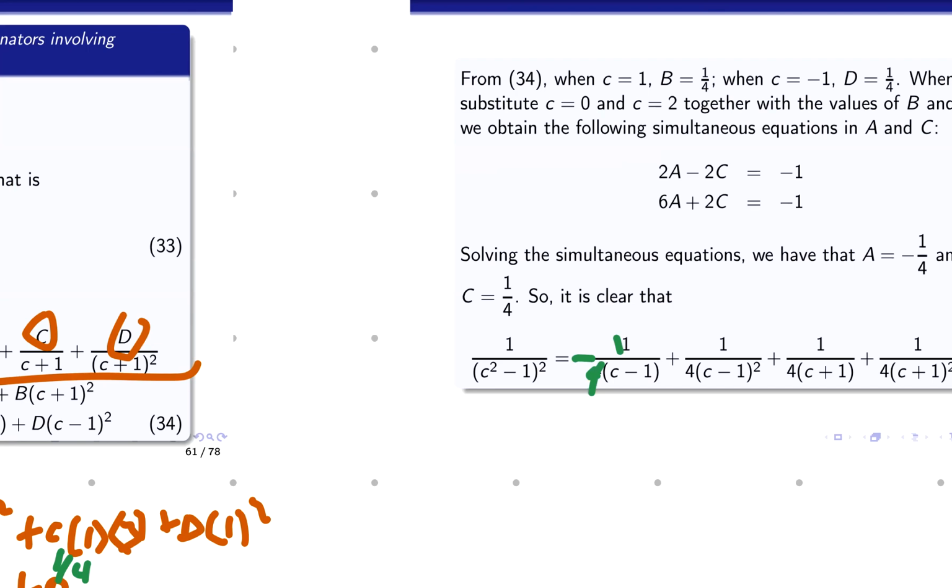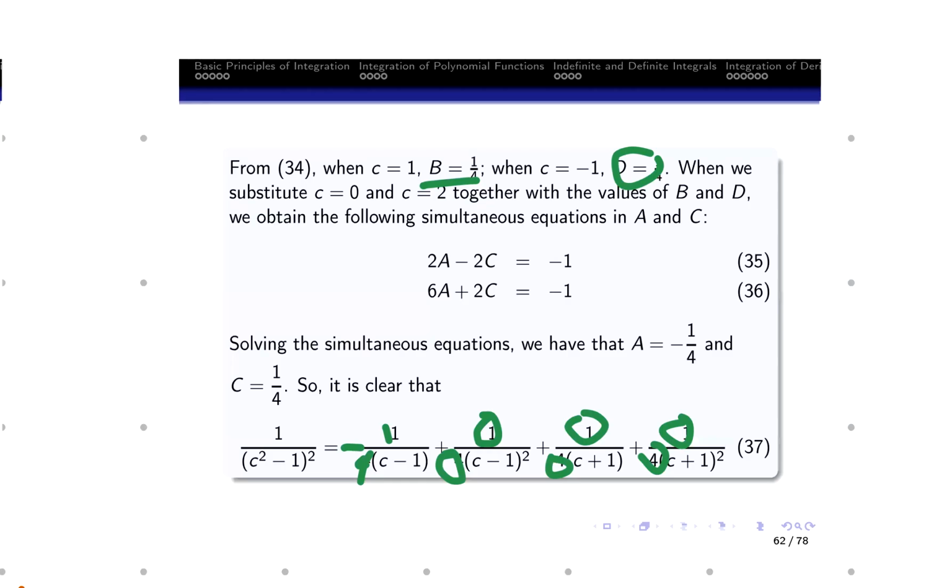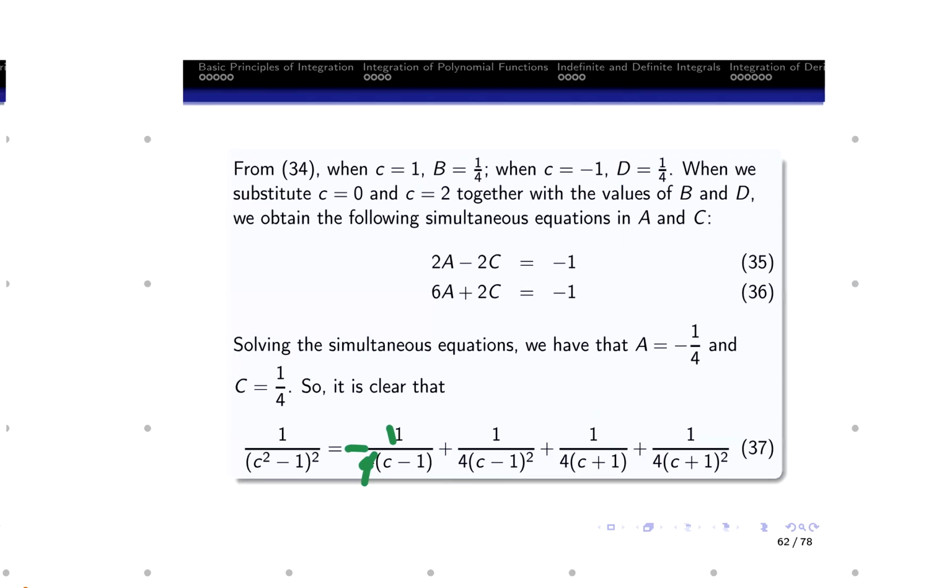C, what is C now? C is 1 over 4 again. And of course, D is also 1 over 4. So you have this 1 over 4. So you have been able to break down that expression, though it looks really laborious, but it's not beyond you. So you need to practice this more, over and over again, if this is your first time dealing with this. So now we have been able to break this simple looking thing down into this long thing.